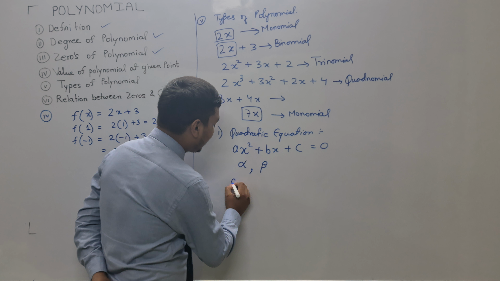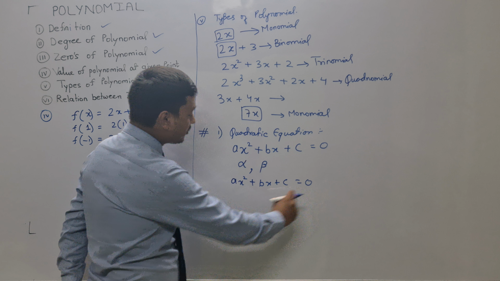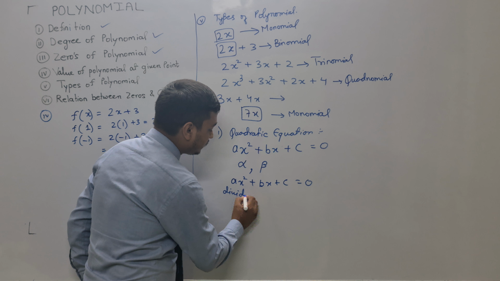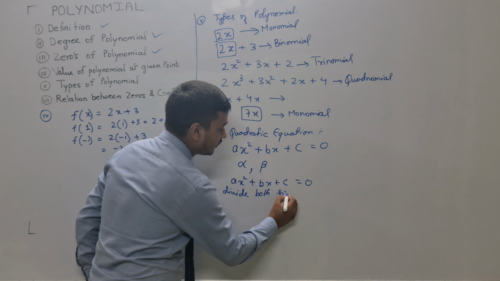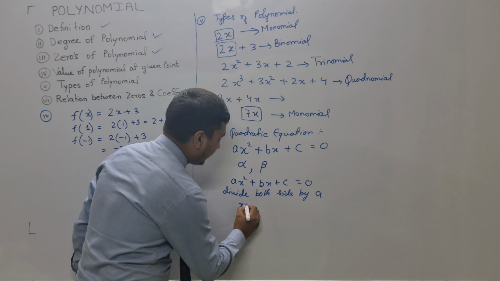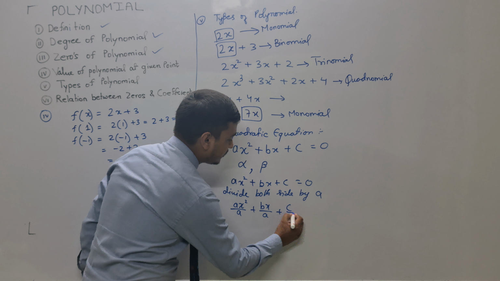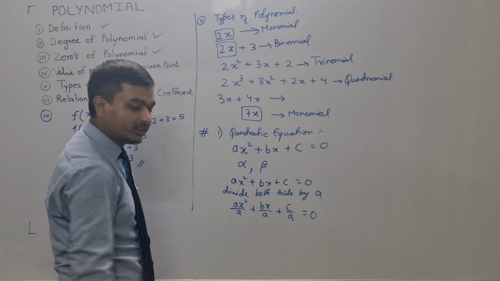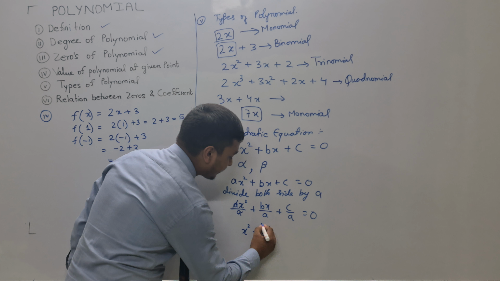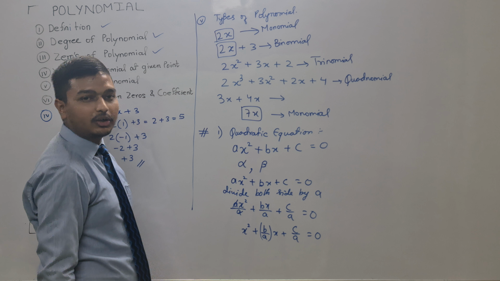Now let us find out from ax square plus bx plus c equal to 0. Suppose I divide both sides by a, because it is the coefficient. Now see here: ax square by a plus bx by a plus c by a is equal to 0. Correct? Now a cancels: x square plus b by a into x plus c by a equal to 0. Up to here I got an equation.